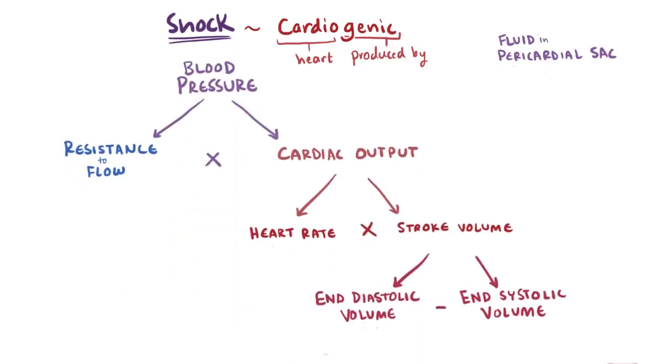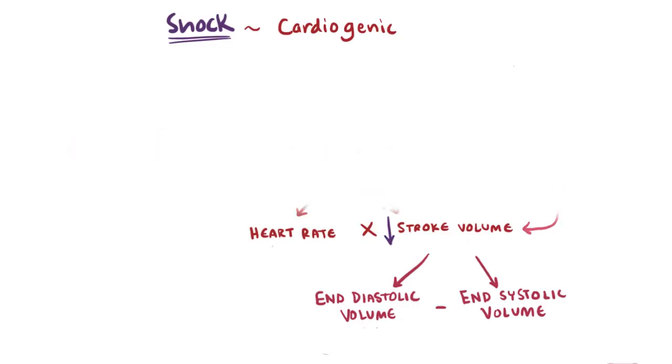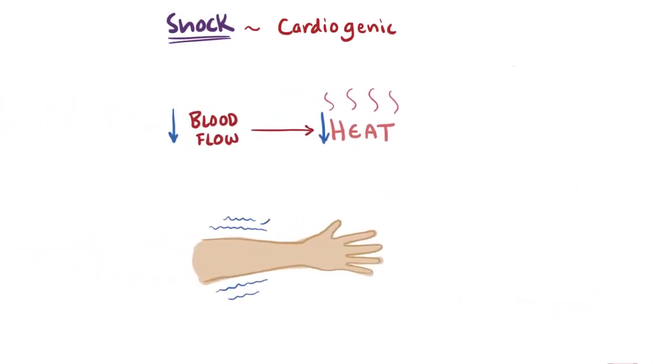If this sac fills up, it physically constricts the heart from expanding and contracting normally, and also reduces the stroke volume. This is sometimes subclassified as obstructive shock. But you can see that the cause is still due to the heart's inability to do its job, right? Similarly to hypovolemic shock, a reduction in cardiac output leads to lowered blood flow, so the skin gets cool and clammy, and so cardiogenic shock is also considered a kind of cold shock.